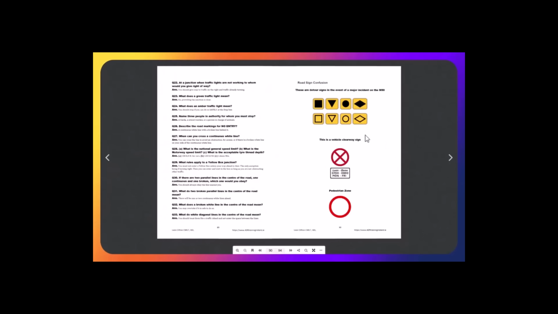Then in the back I put some of the signs that trick people up. These are the diversion signs you get on the M50. That is a clearway, means no parking. A lot of people get these two signs mixed up. That is a clearway, no parking. This means it's a pedestrian zone, no cars.